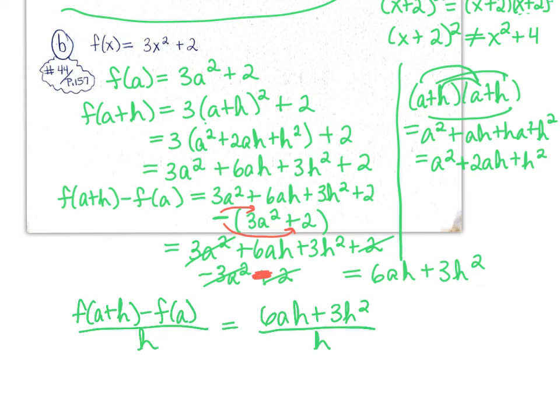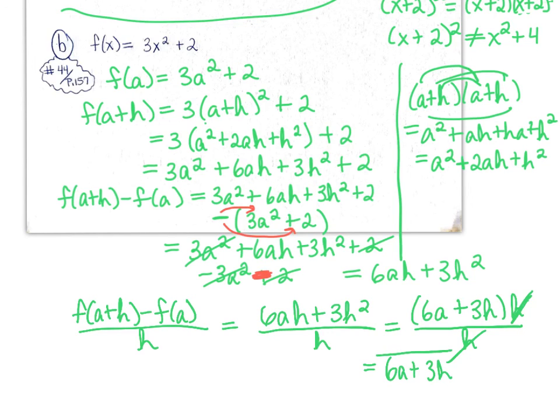The terms in the numerator have an h in common. So we can factor that out, leaving us with the quantity 6a plus 3h times h, all divided by h. Now what happens? The h's cancel. Good. That was the point of factoring it out. So what are you left with? 6a plus 3h. You got it. That's your answer. What questions do you have? Yes.